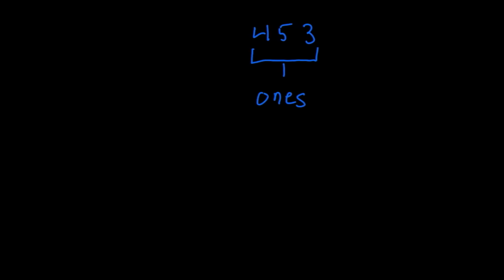Each of these numbers can be broken into its own separate part. The 3 is going to be the ones, so I'm just going to put an O right above it, for the one spot. The 5 is in the 10 spot, I'll put a T. And the 4 is in the 100 spot, I'm going to put an H.